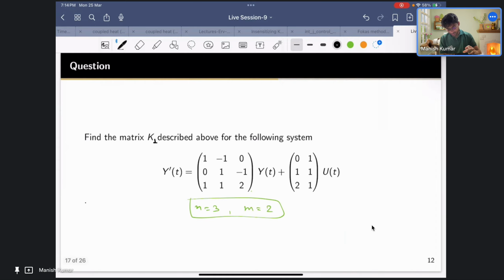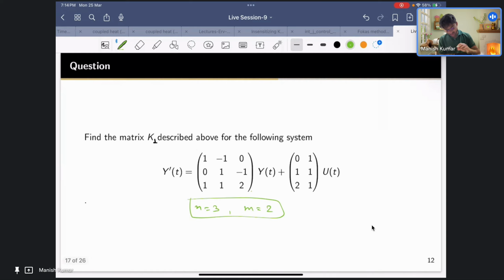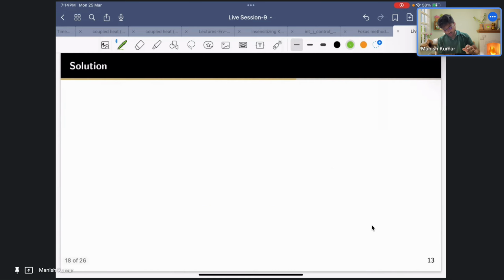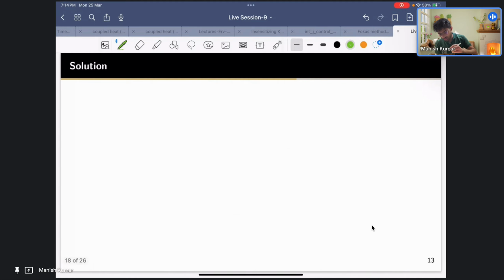Okay, so let us try to find this K1 matrix over here. Again, it's basically from the proof we are writing this, how to get this matrix K1 for this particular system. I am not giving the proof, but this is something which comes from the proof. This is how we prove it. So this is a particular case of the proof.